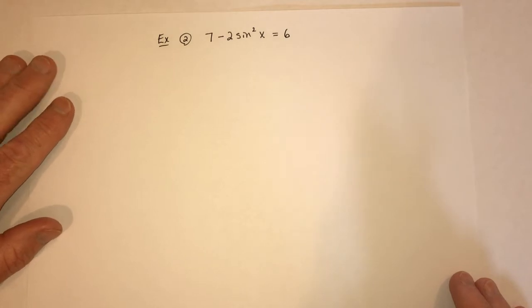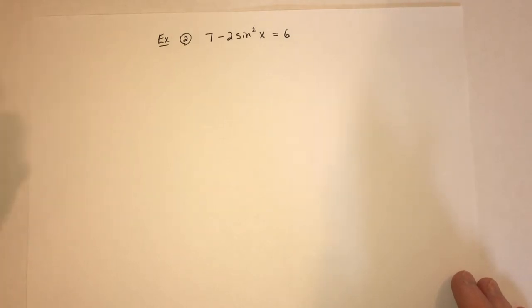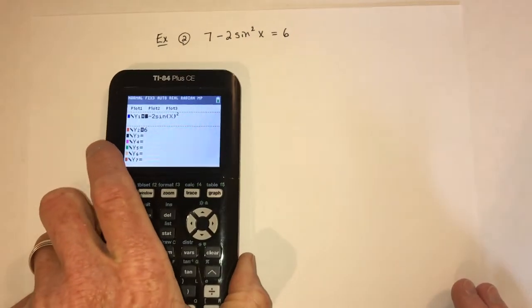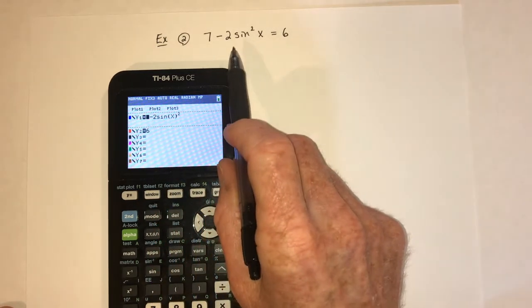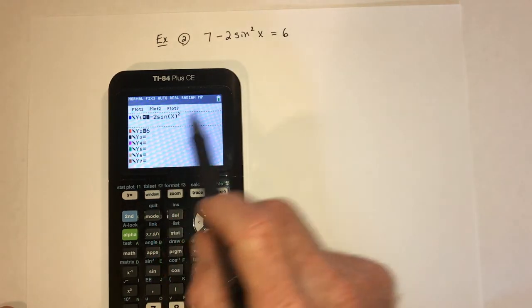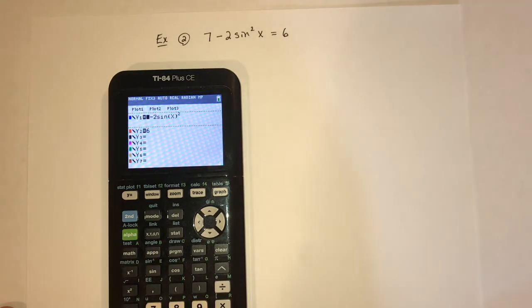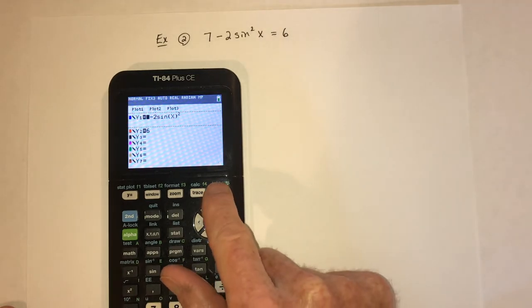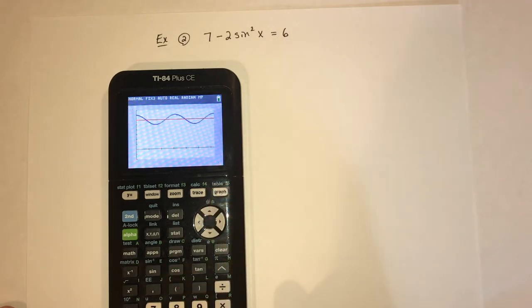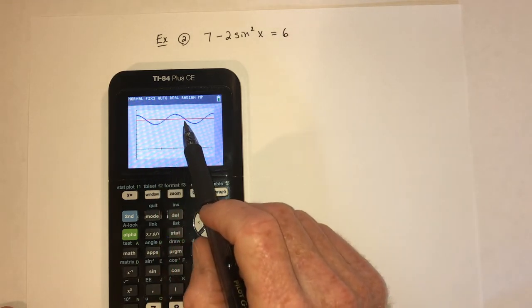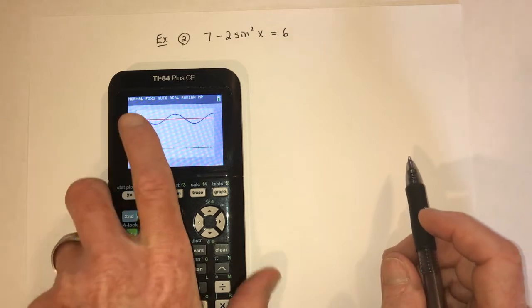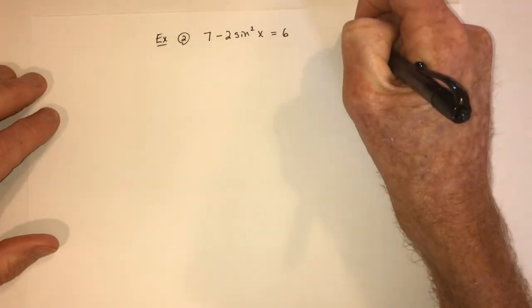Now when you're solving trig equations, there can be more than one answer. And in order to see how many solutions there are, I'm going to graph this. So one equation is going to be the left side, and then the other equation is going to be the right side. And then, how many times do they intersect? So there's 1, 2, 3, 4. So I'm looking for 4 solutions.